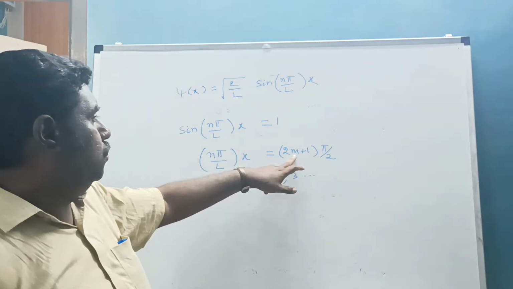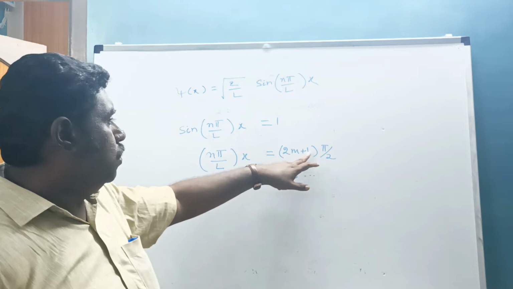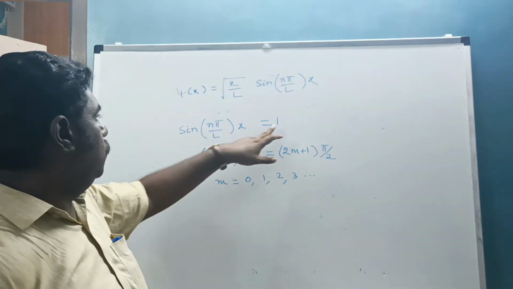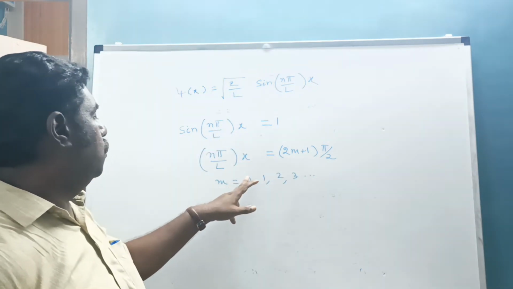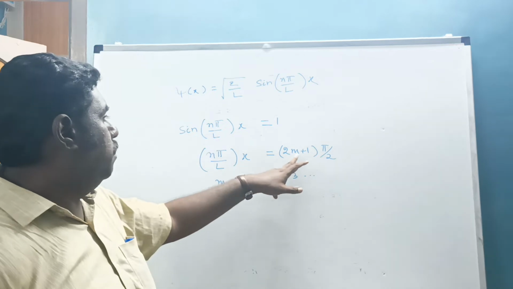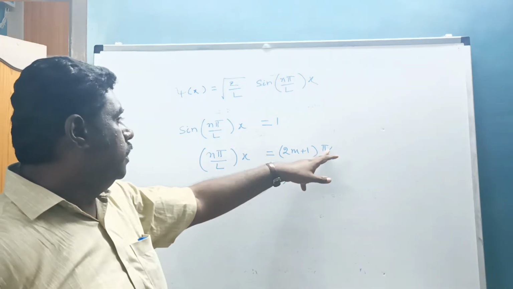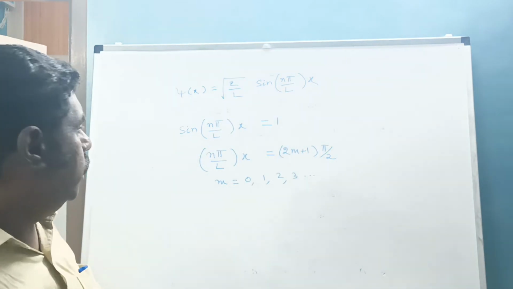If you put m equal to 0, 2 into 0 is 0, 0 plus 1 is 1, then we can get pi by 2. Sin pi by 2 is equal to 1 because n pi by L into x equals pi by 2. If you put m is equal to 1, we can get 3 pi by 2. Sin 3 pi by 2 is also 1.